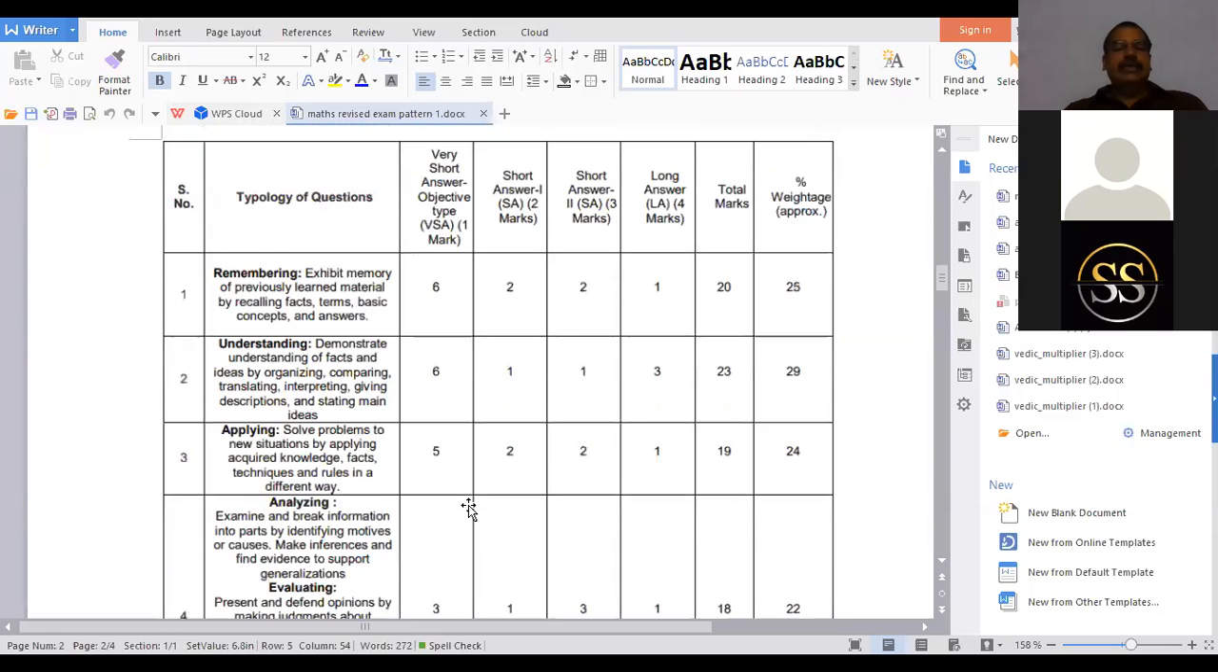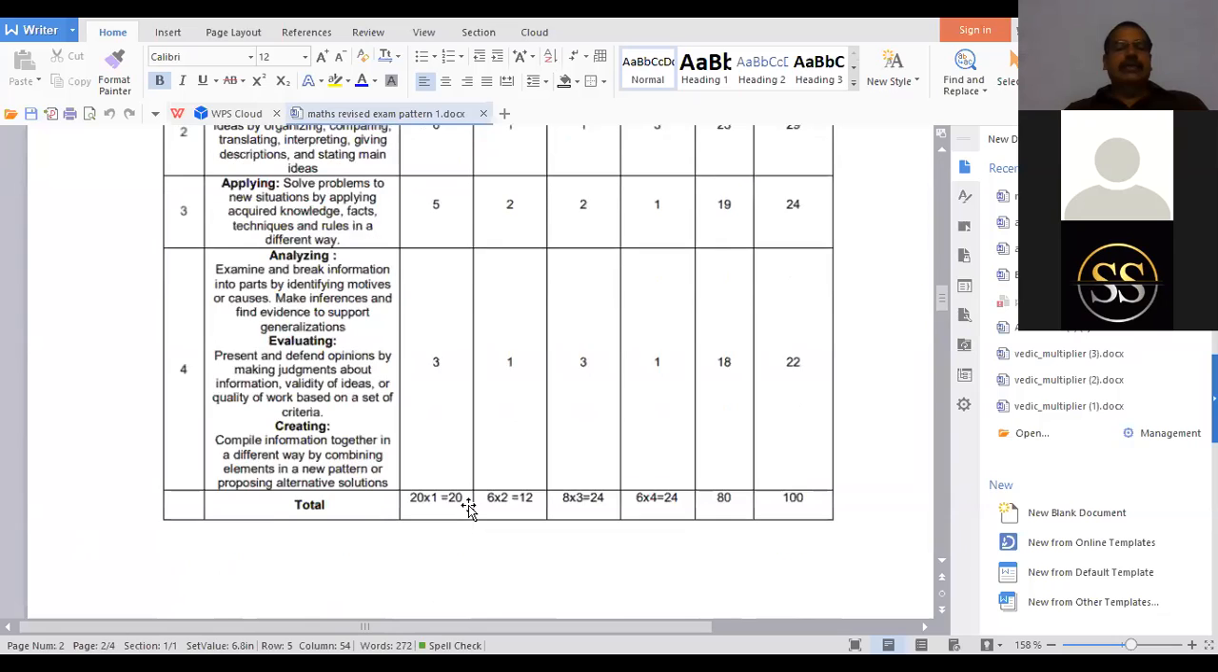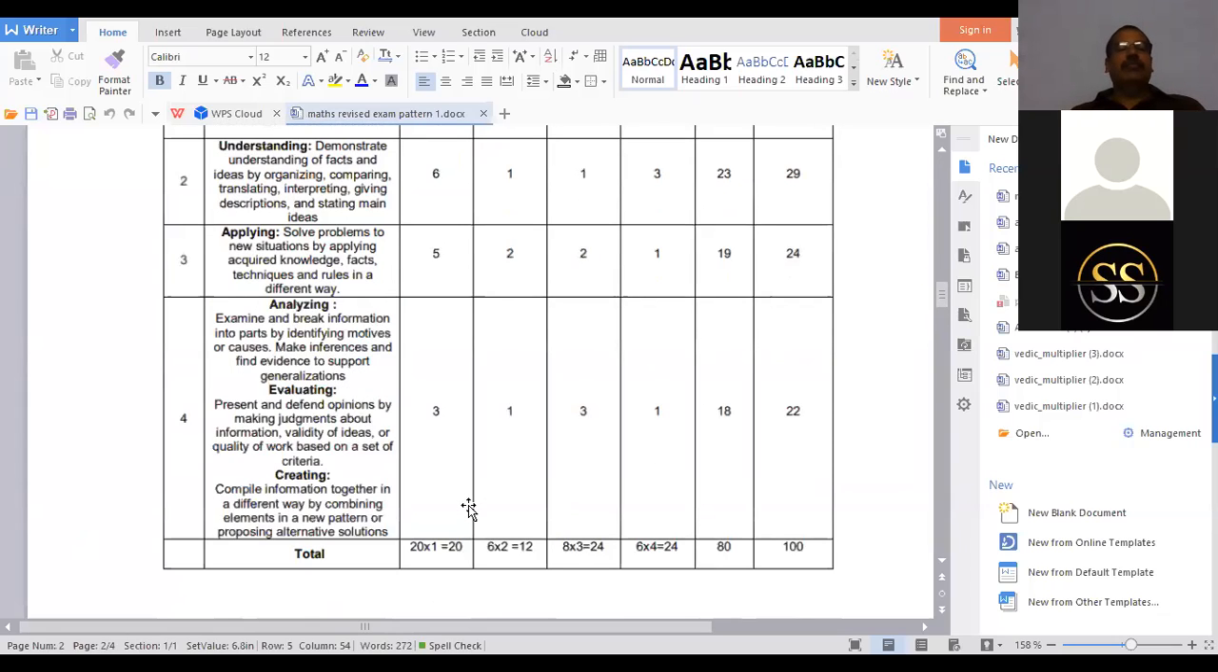And analyzing means examining basic information, evidence, generalization, and evaluating. These are all higher order levels. This higher order level for you is nearly 48 marks. Analyzing 22 marks and applying also, 24 plus 22, 48 marks for you. Higher order thinking level questions: creating questions, completing information together in a different way, combination of elements, new patterns, proposing alternate solutions. So these are all the 48 marks for you.